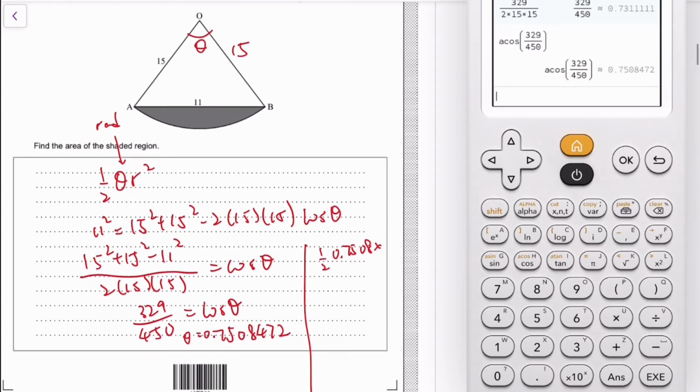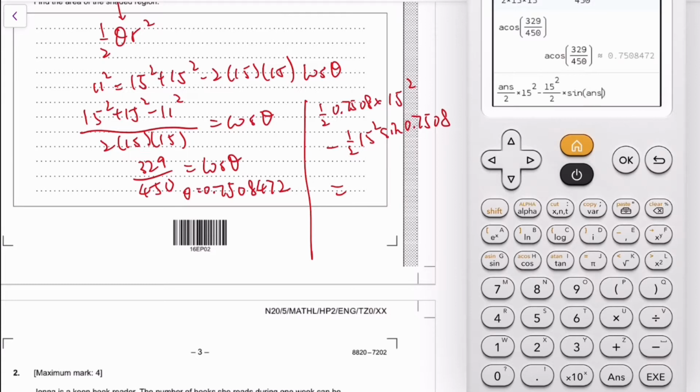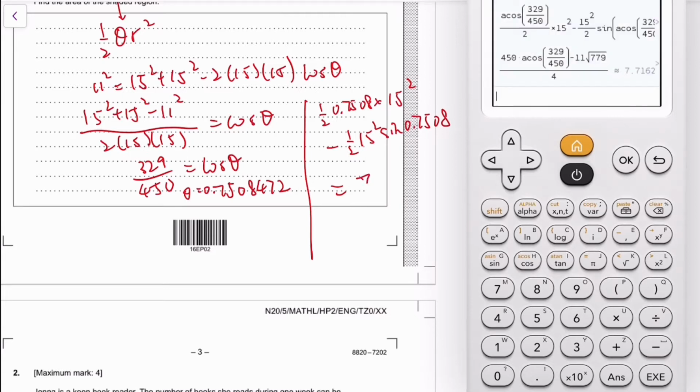The radius 15 squared minus the area of the triangle, which is half AB sine C, so it's half 15 times 15 sine 0.7508. So I'm sure pretty much none of you would have a problem with this question. Minus 15 squared over 2 times sine that. So it's 7.72. Okay.